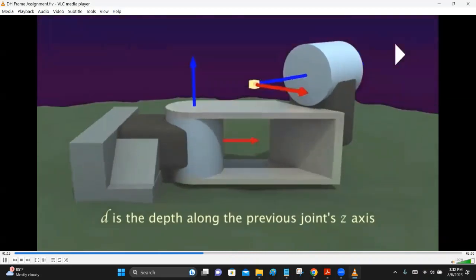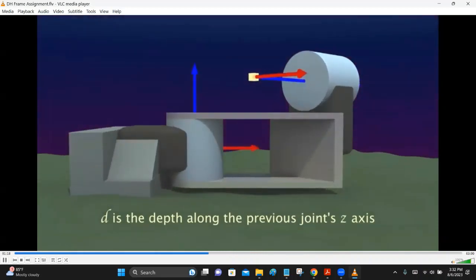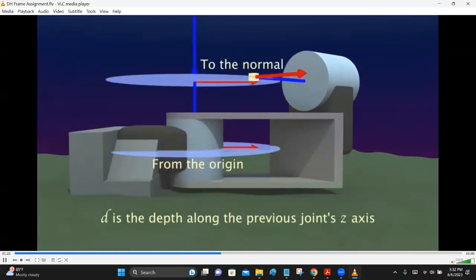The first of these, d, is the depth along the previous joint's z-axis, from the origin to the common normal.